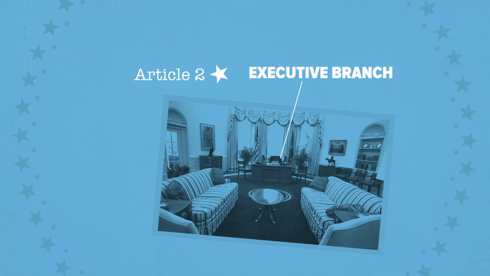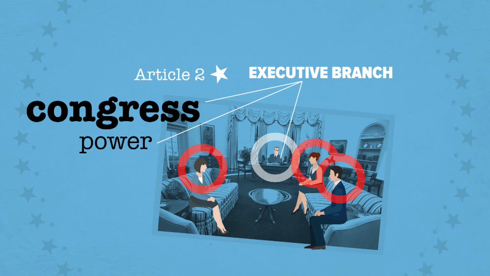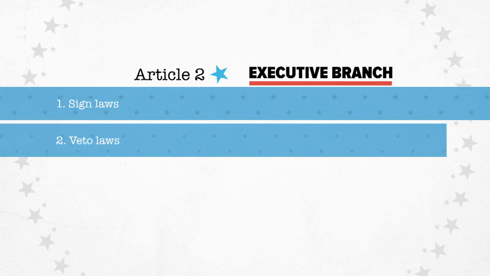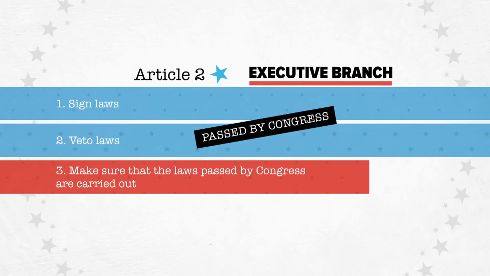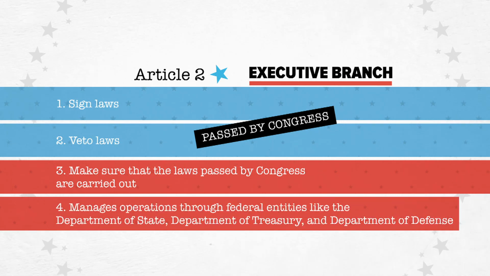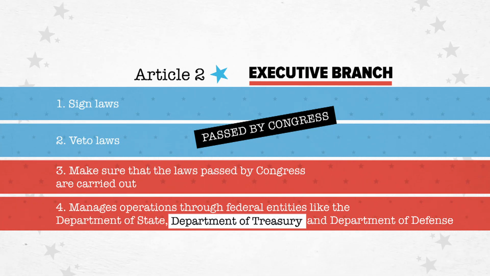Article 2 focuses on the executive branch of our government. That's the president, his cabinet, and officials. The executive branch has power, but not as much as Congress, and its powers are described in only 4 sections. The president can sign or veto laws passed by Congress, and he is to make sure that the laws passed by Congress are carried out. He also manages the everyday operations of our government through federal entities like the Department of State, Department of Treasury, and Department of Defense.